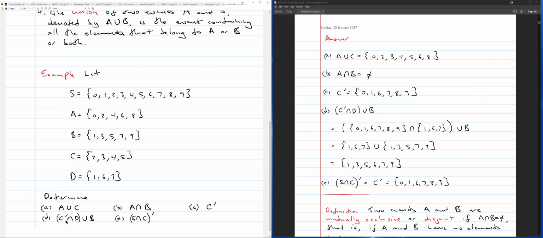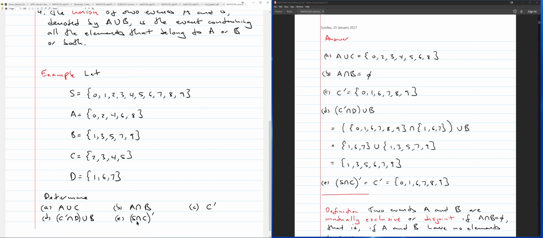Okay, so we need C complement intersect D. Well, I already worked out what C complement is. C complement is 0, 1, 6, 7, 8, and 9, and D is 1, 6, and 7. So first thing I need to do is take the intersection of those, and the intersection of these two would be 1, 6, and 7. And then I take the union with B, and B is 1, 3, 5, 7, and 9. So when I form the union, the only thing additional that this set contributes is the 6. So I get 1, 3, 5, 6, 7, and 9.